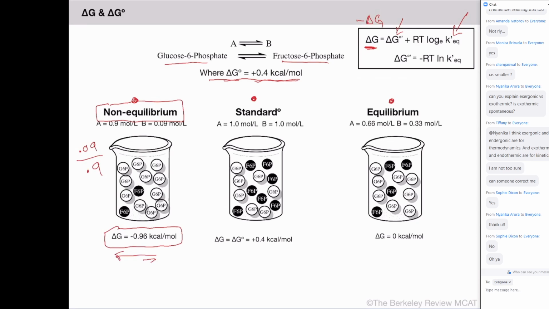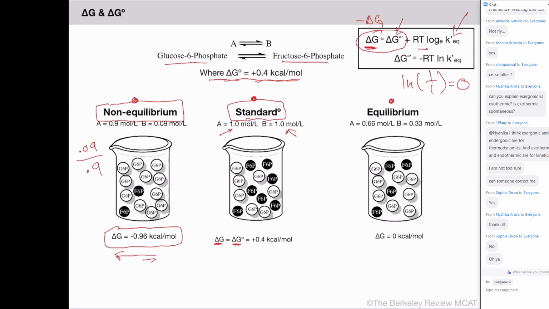Okay. So now let's look at it under standard conditions. Standard conditions, again, 1 mole, 1 mole. In standard conditions, delta G is just equal to delta G naught. What's ln of 1? The ln of 1 over 1 is just equal to 0. So delta G is equal to delta G naught. Do you guys see that?